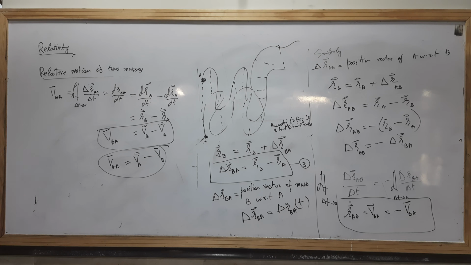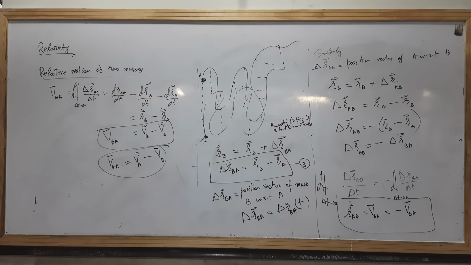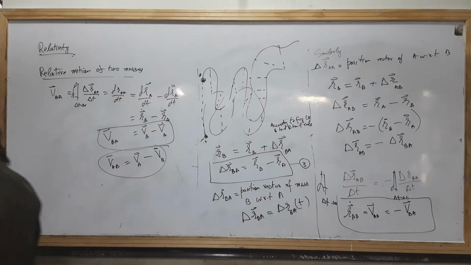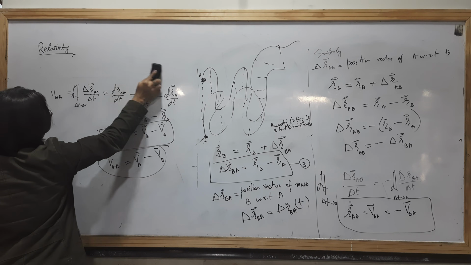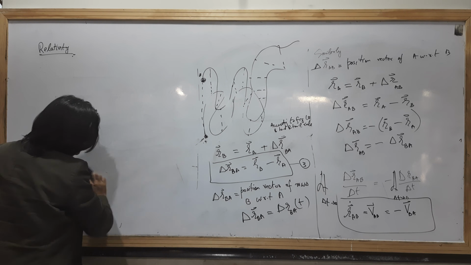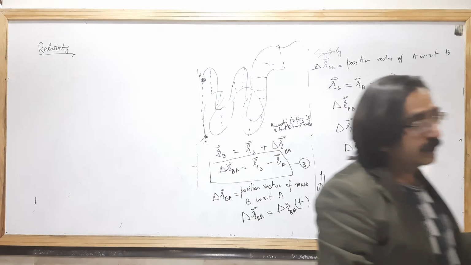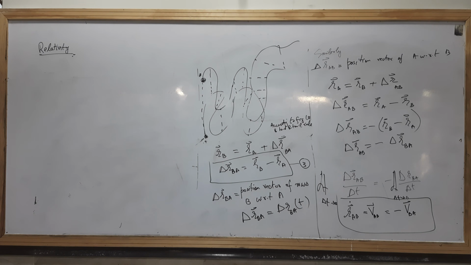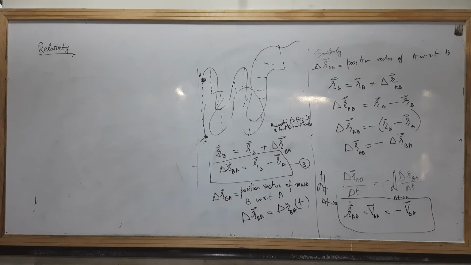But this was a very simple case. Now if there is a third person involved, if one mass is moving and there are two observers, two frames of reference, then what would happen? In the first case there was only one observer, now there are two observers.